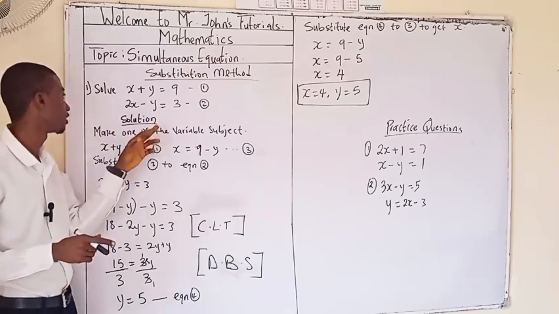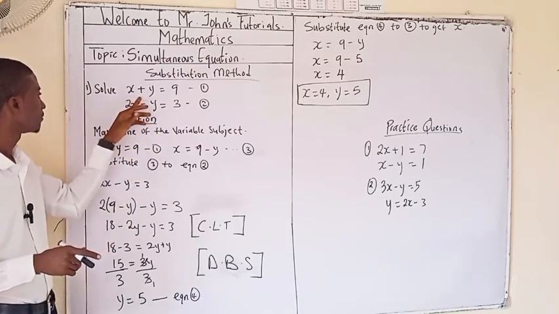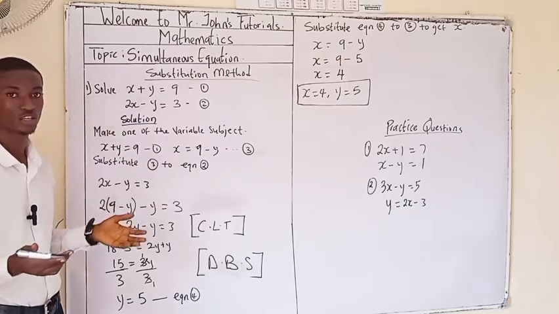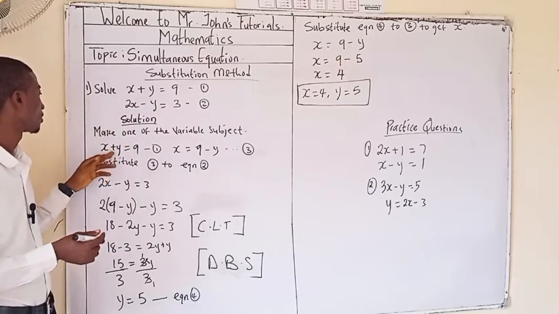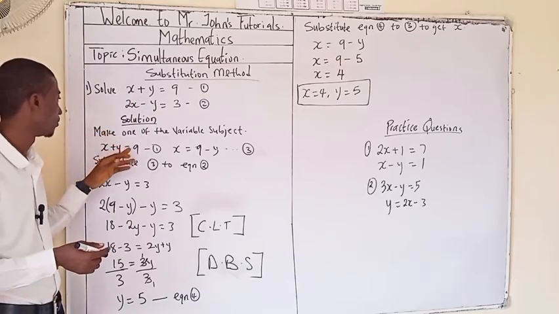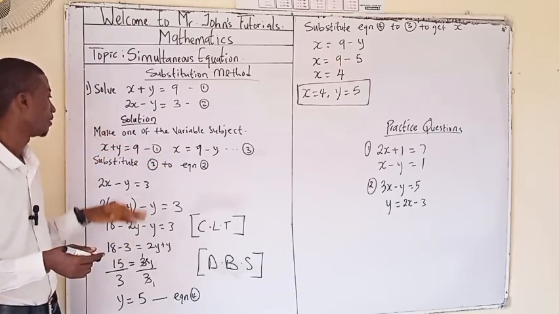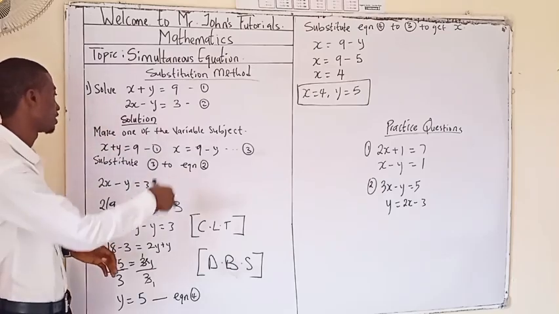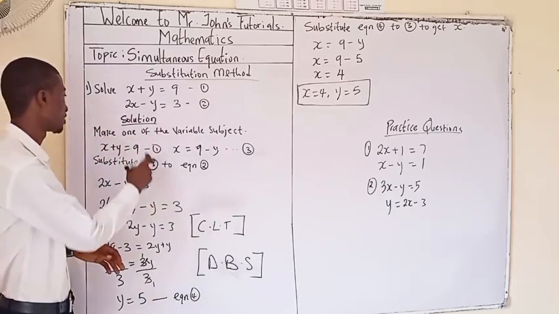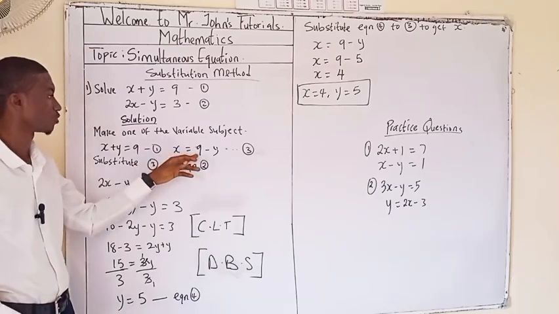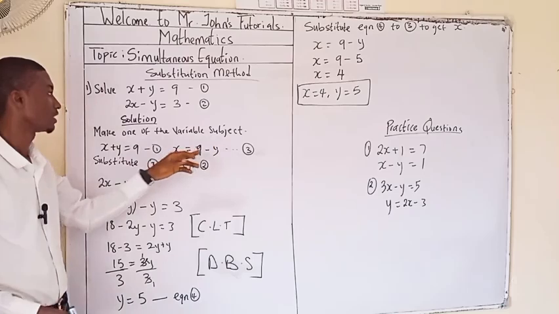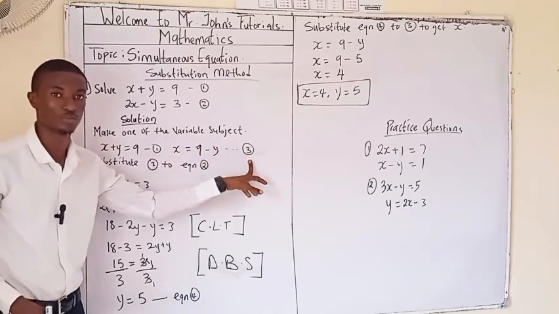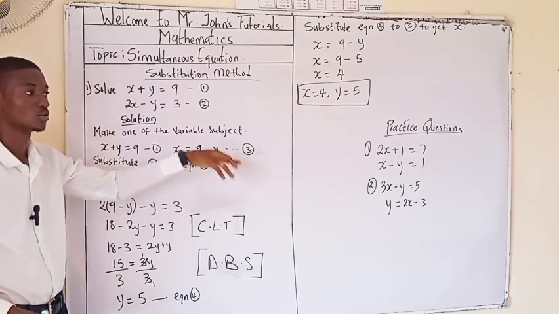So here we discover that equation 1 will be easier to make one of the variable to stand alone. So what do we do? We make x the subject of the formula by taking y to the other side. So when we take y to the other side, we are going to have x to be equal to 9 minus y, and that gives us equation 3, because we are going to be making reference to those equations.